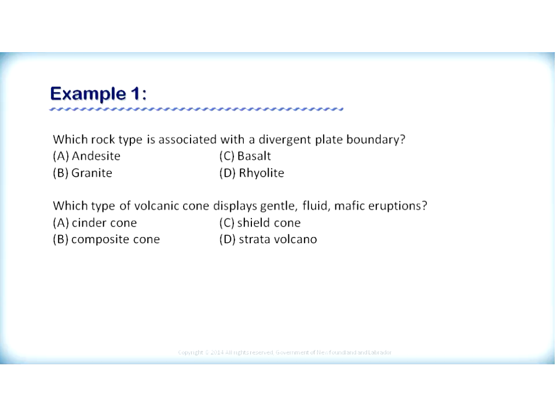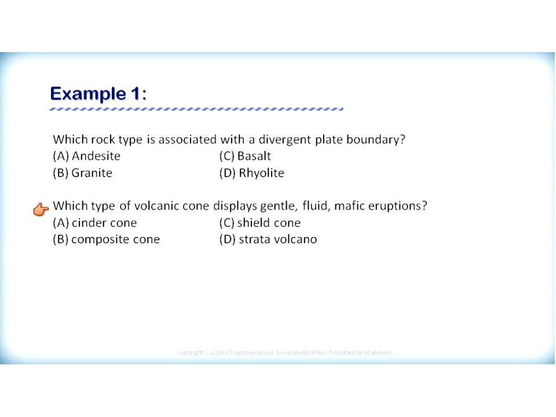Let's look at some examples from past exams. First question reads, which rock type is associated with divergent plate boundaries? Because divergent plate boundaries are located on the ocean floor for the most part, they generally are made up of a rock called basalt. And basalt is the main rock type found in the ocean floor. So the rock type that's associated with a divergent plate boundary will be C, basalt.